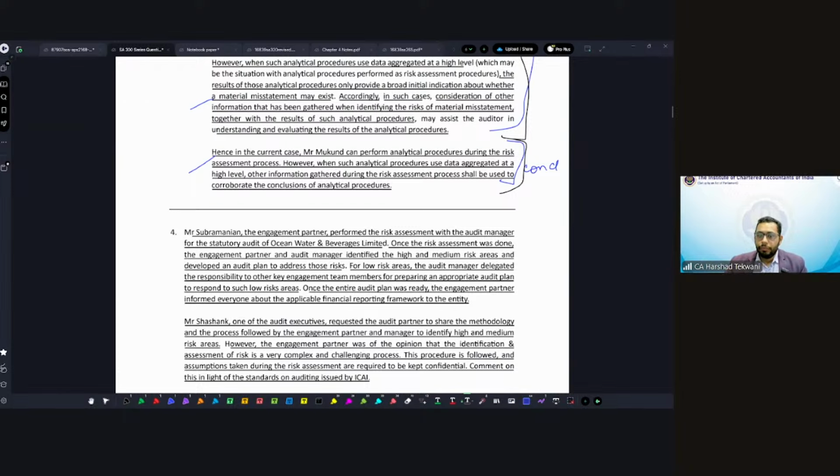Okay, so that was in the first paragraph. What is the issue in the second paragraph? What is the issue in the second paragraph? Anyone?